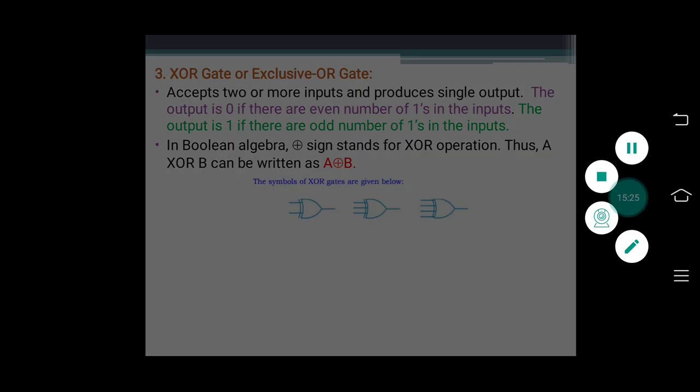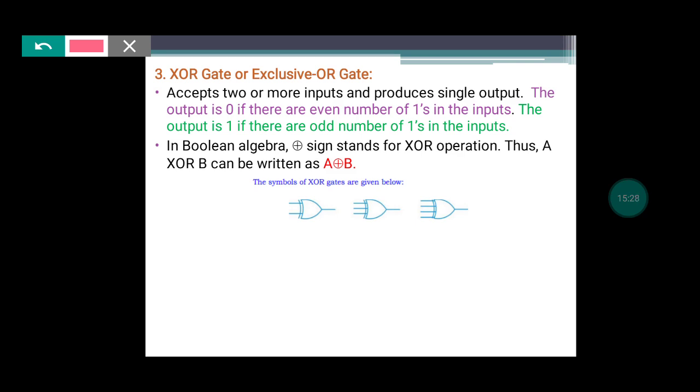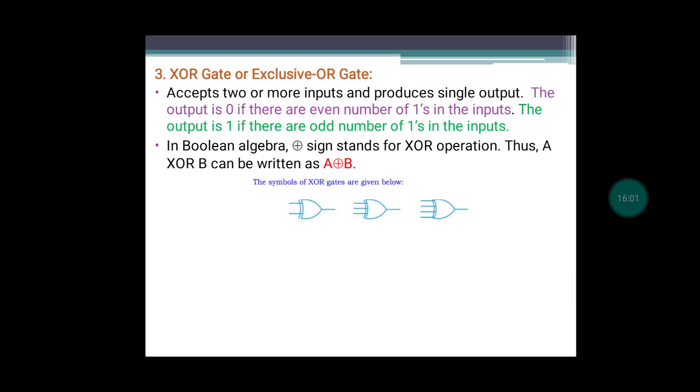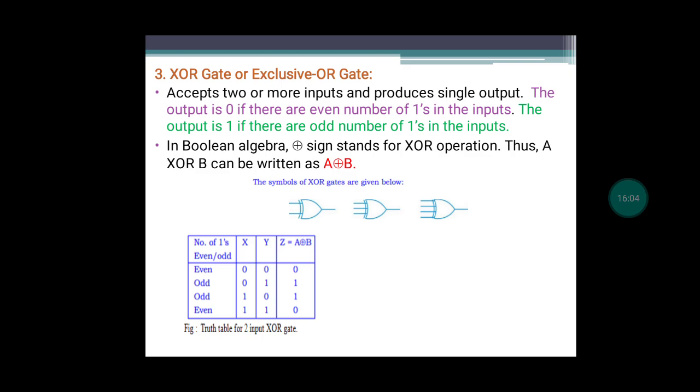So how can we represent this XOR operation? This is the symbol for it: A XOR B. This is for the 2 input XOR gate. So here, like the last gate where we had 4 input AND gates, if the first one I say A, second B, third C, fourth D, what will be the XOR expression? That is A XOR B XOR C XOR D, like this. Now see the truth table.